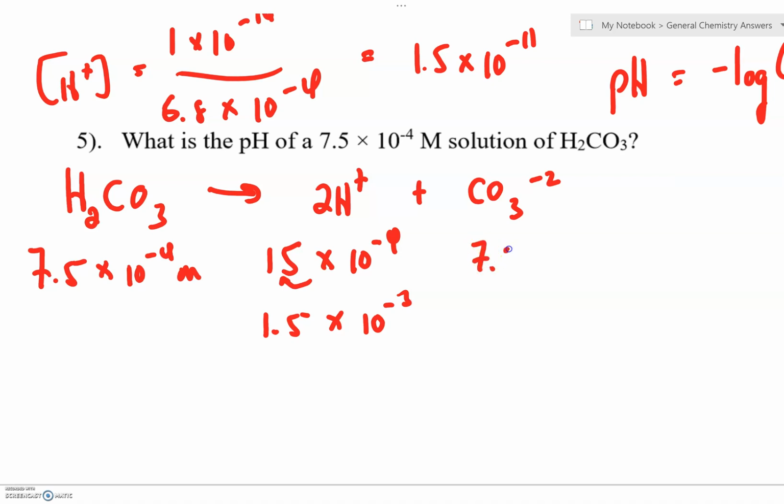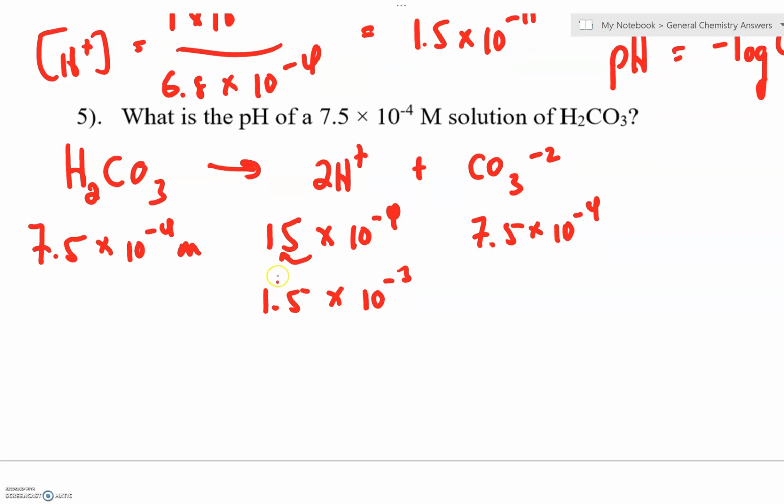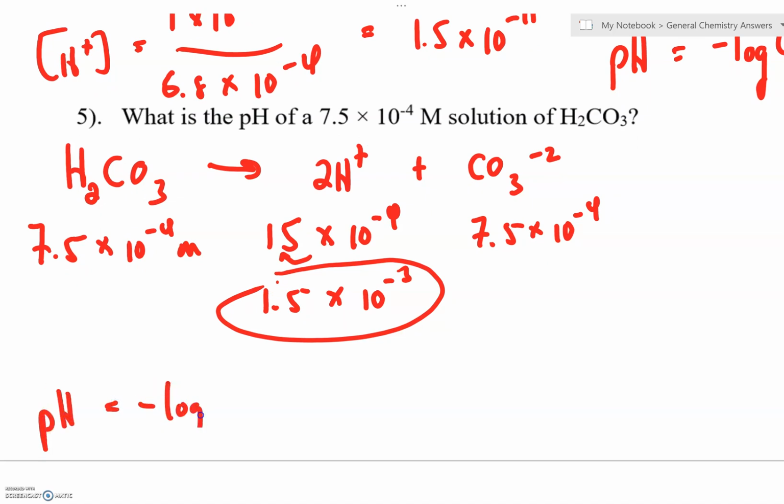We're not worried about the carbonate, but it is the same as our original concentration, so that stays just like this. All right. Anyway, this is what we want, our concentration of H plus, and the pH is going to go right into our calculator, negative log of 1.5 times 10 to the negative 3rd molar.